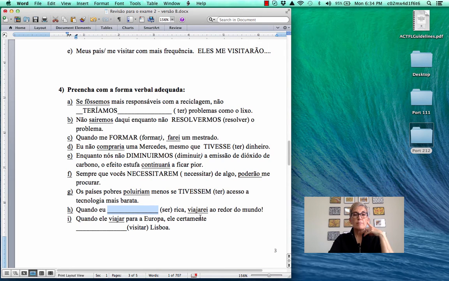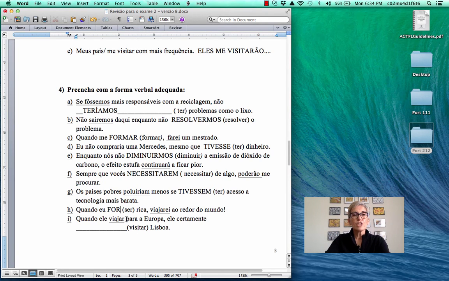Quando eu for rica, viajarei ao redor do mundo. So viajarei, futuro do indicativo. So that means you have to be in the future subjunctive. Quando eu, third person plural, foram, take out the ram. So you have for, and then you add the ending. You don't have the ending because it's the first person. Quando eu for rica, viajarei ao redor do mundo.